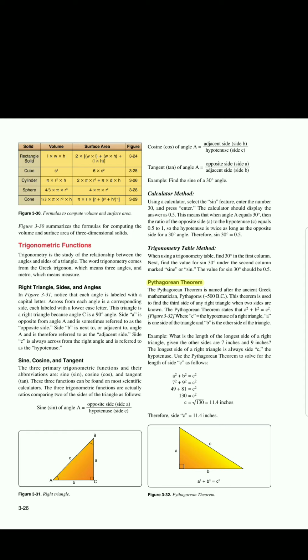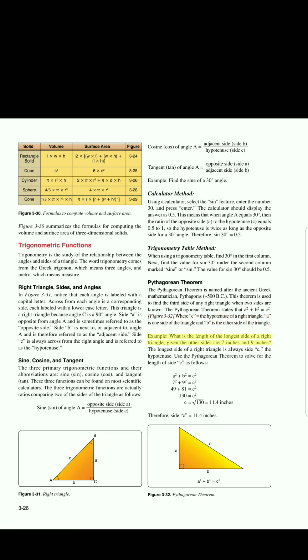Pythagorean theorem. The Pythagorean theorem is named after the ancient Greek mathematician Pythagoras, 500 BC. This theorem is used to find the third side of any right triangle when two sides are known. The Pythagorean theorem states that a² plus b² equals c², Figure 3-32, where c equals the hypotenuse of a right triangle. A is one side of the triangle and b is the other side of the triangle.